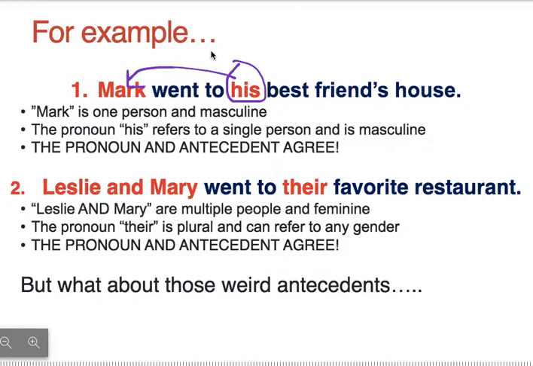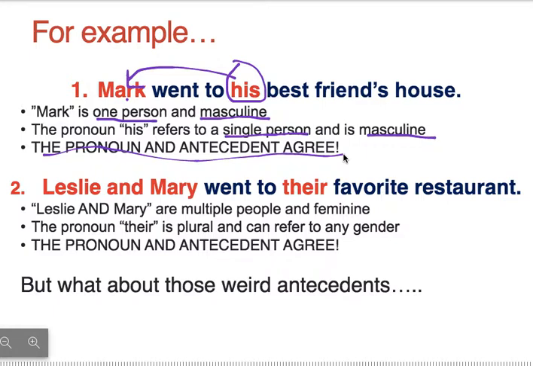So now let's check to see if this pronoun and antecedent agree. Mark, our antecedent, is one person and masculine. So then let's check our pronoun to see if it agrees. The pronoun his refers to a single person, and it is also masculine. So that means that the pronoun and the antecedent agree. They match in number, both singular, and gender, both masculine.